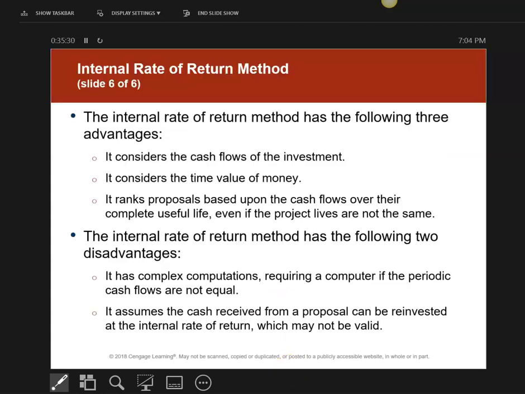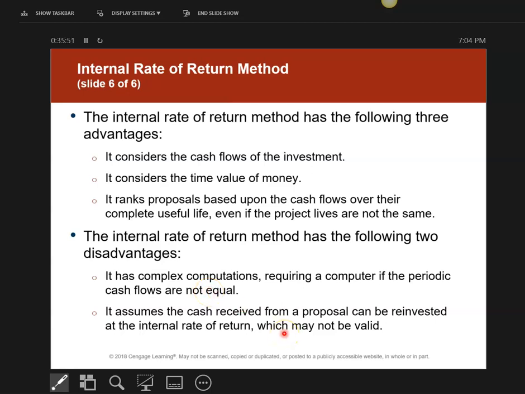Here are my advantages and disadvantages. Cash flow of the investment is very important. It takes the time value of money into key play here. So these are really important things as to why you use it. Again, it's complicated. This is the biggest disadvantage for any of these, that they're actually complicated.